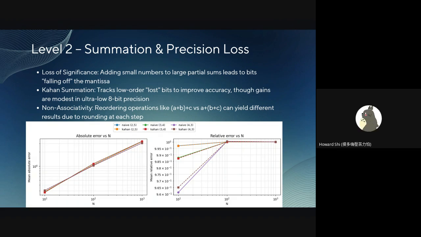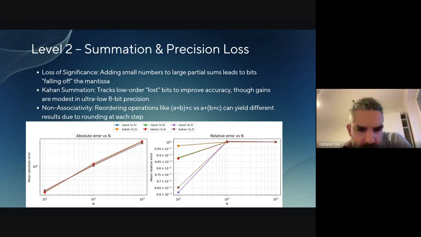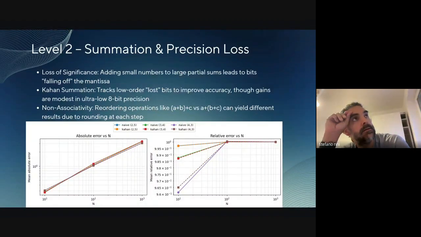0 to 1. So because then you see that the 2,5 is the one that has the largest error, but that's because it also has the largest range, right? So the question is, what is the correct way of assessing the error with respect to the range? Of course, in this case, you're summing sort of small numbers, so you're using mostly the mantissa, right?